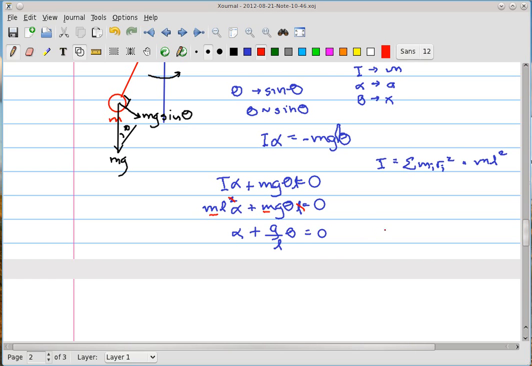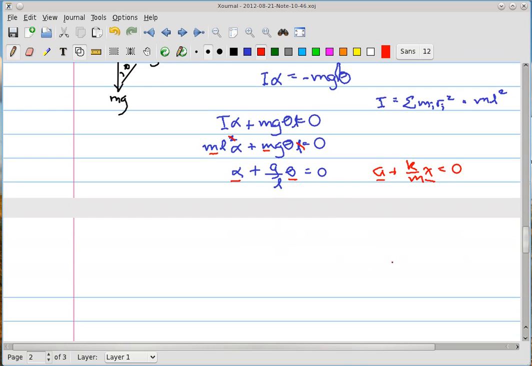Now compare that to what we had for the spring mass system. That looked like the acceleration plus k over m times x is equal to 0. Mathematically, these are related exactly the same way. Alpha and theta have the same relationship between each other as a and x. So keeping that in mind, whereas in the spring mass system we had something like omega squared is equal to k over m, in the pendulum system we have omega squared is equal to g over L.